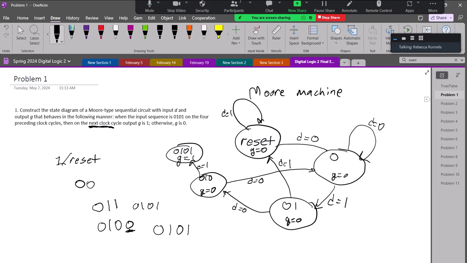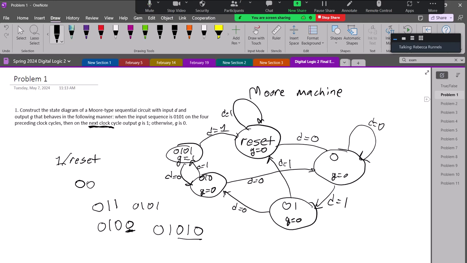So if I get a 0, I go back to the one before because now I've got 0, 1, 0. So I'm all poised to get my next one. I could come right back here and get my output of 1 again. What if I get a 1 though? All the way back to reset. And that would be your state diagram.